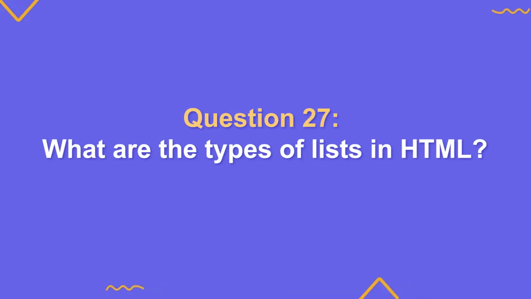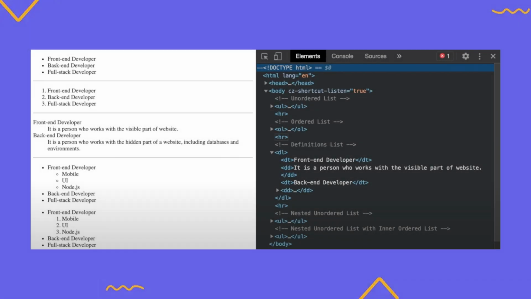Let's get started. We're diving into HTML and exploring list types. In HTML, there are three main types of lists. The first type is the unordered list, created with ul and li tags. Each item in an unordered list is marked with a bullet point. The second type is the ordered list. This list uses ol and li tags, and each item is automatically numbered.